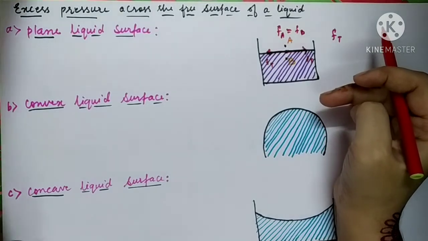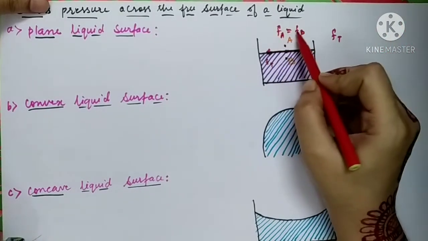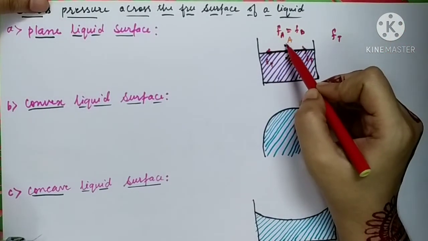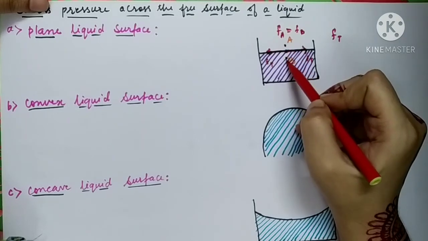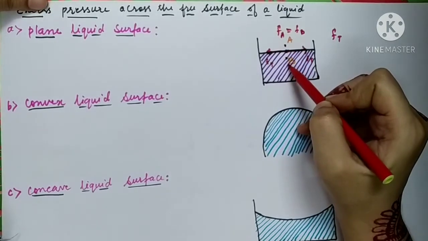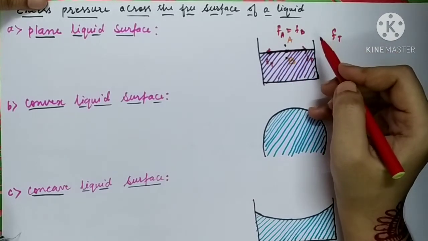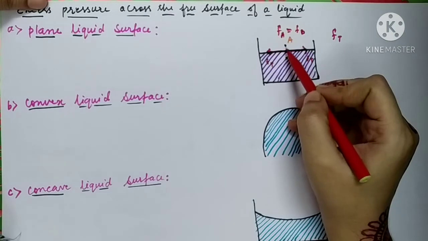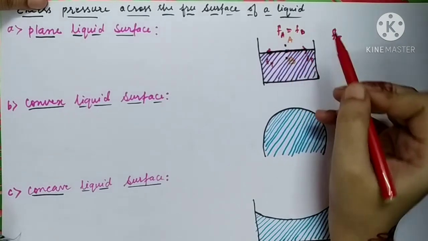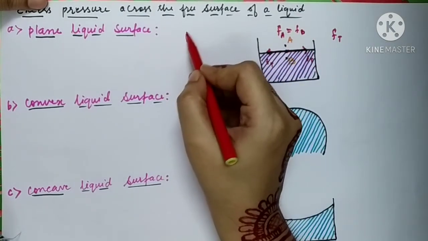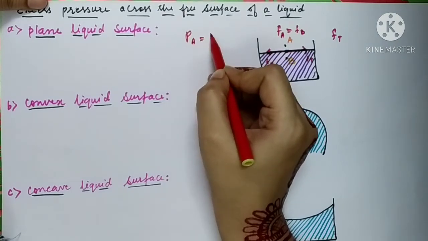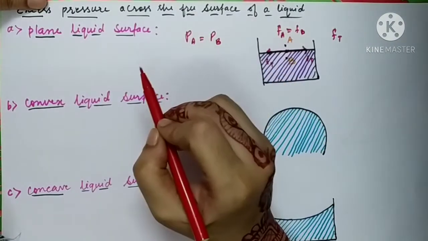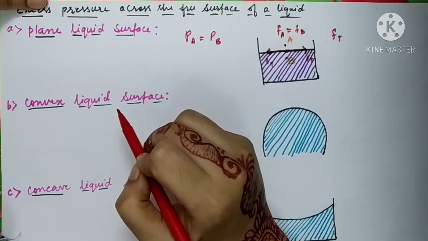Since both the forces are exactly equal, the atmospheric pressure is exactly equal to the pressure below the liquid surface. So you can say that the pressure above the free surface of a liquid is exactly equal to the pressure below it. PA is equal to PB when the liquid surface is flat.